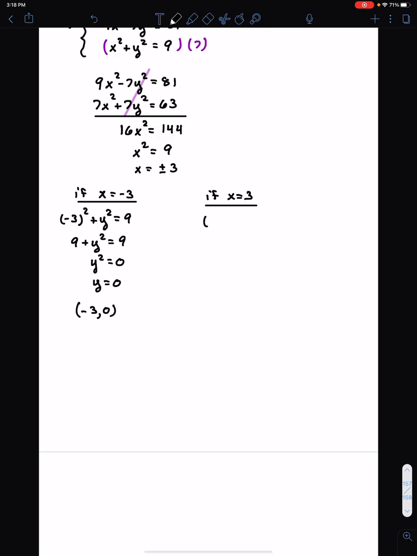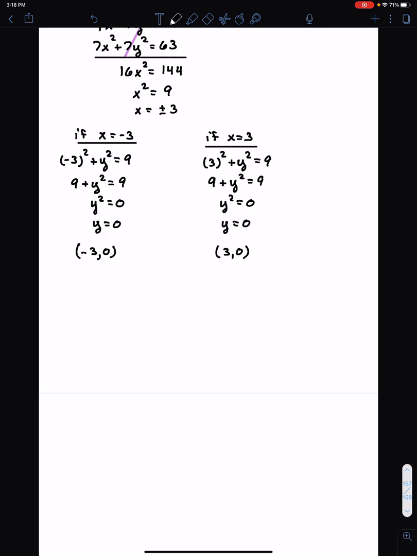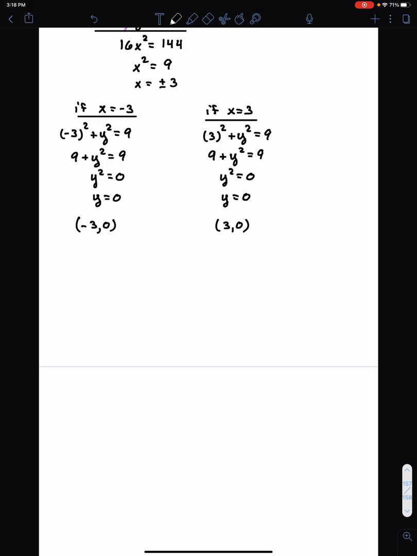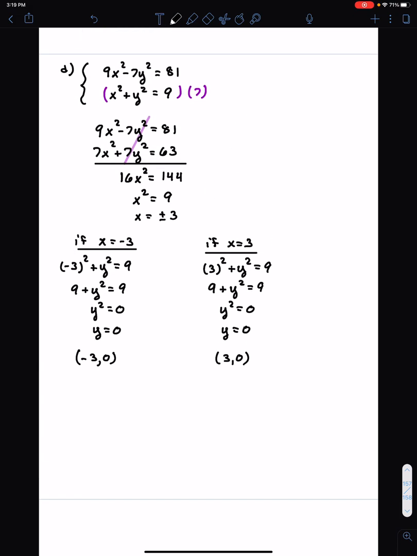When x is 3, 3 squared plus y squared is 9. So 9 plus y squared is 9. If I subtract 9, y squared is 0. So y is equal to 0. This point is 3, 0. The computer system may want you to list those 2 points. So list those 2 points as -3, 0 and 3, 0. You have 2 answers, plus or minus 3, 0. But make sure to list them if that's how the computer will accept it.